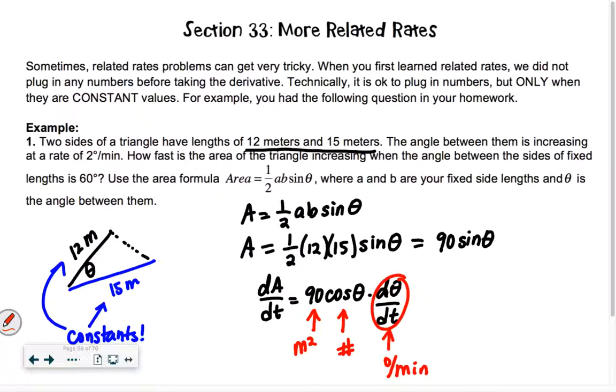So if you took meters squared multiplied by a number multiplied by degrees per minute, what are our units? Meters squared, degrees per minute. Isn't that weird? We have to get rid of the degrees somehow. Radians is the way that we get rid of the degree.